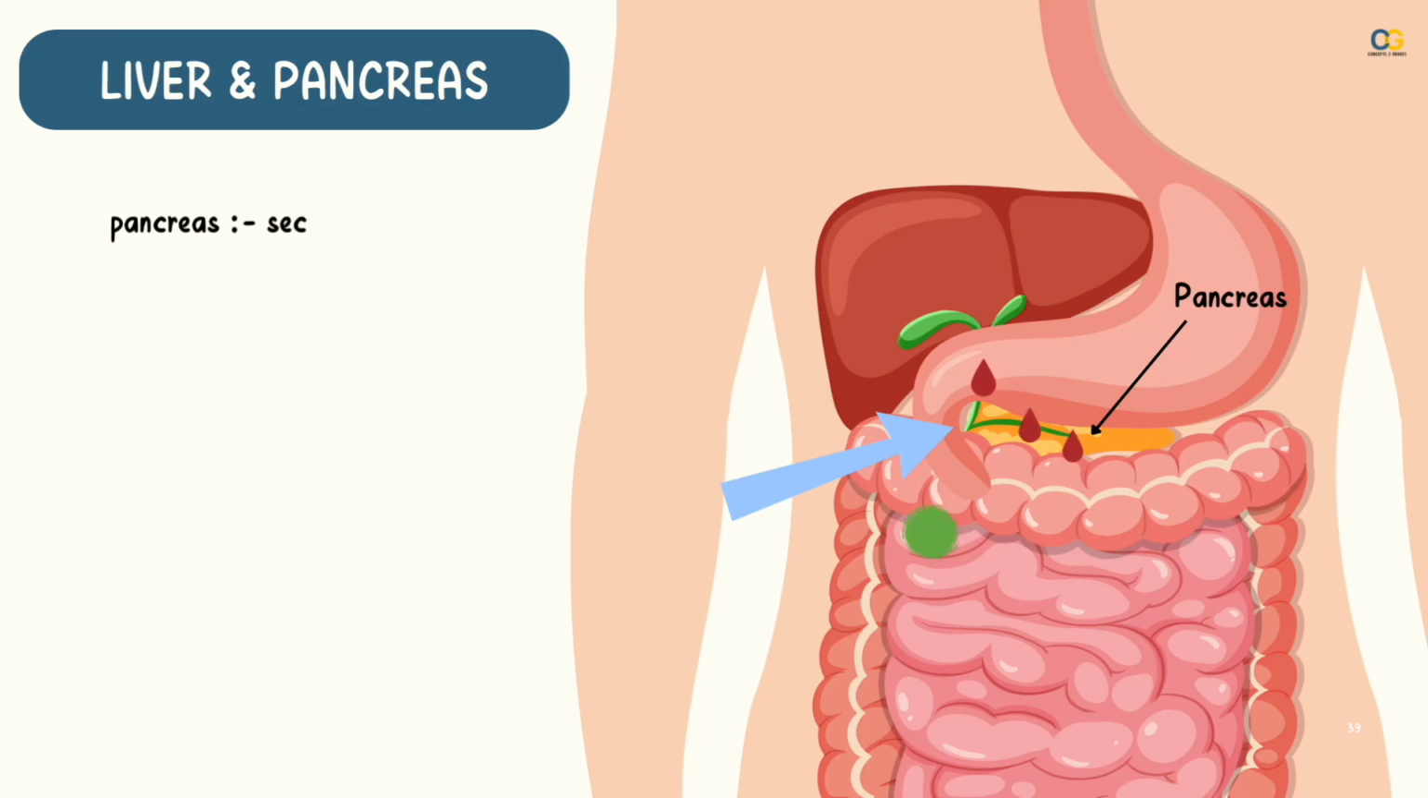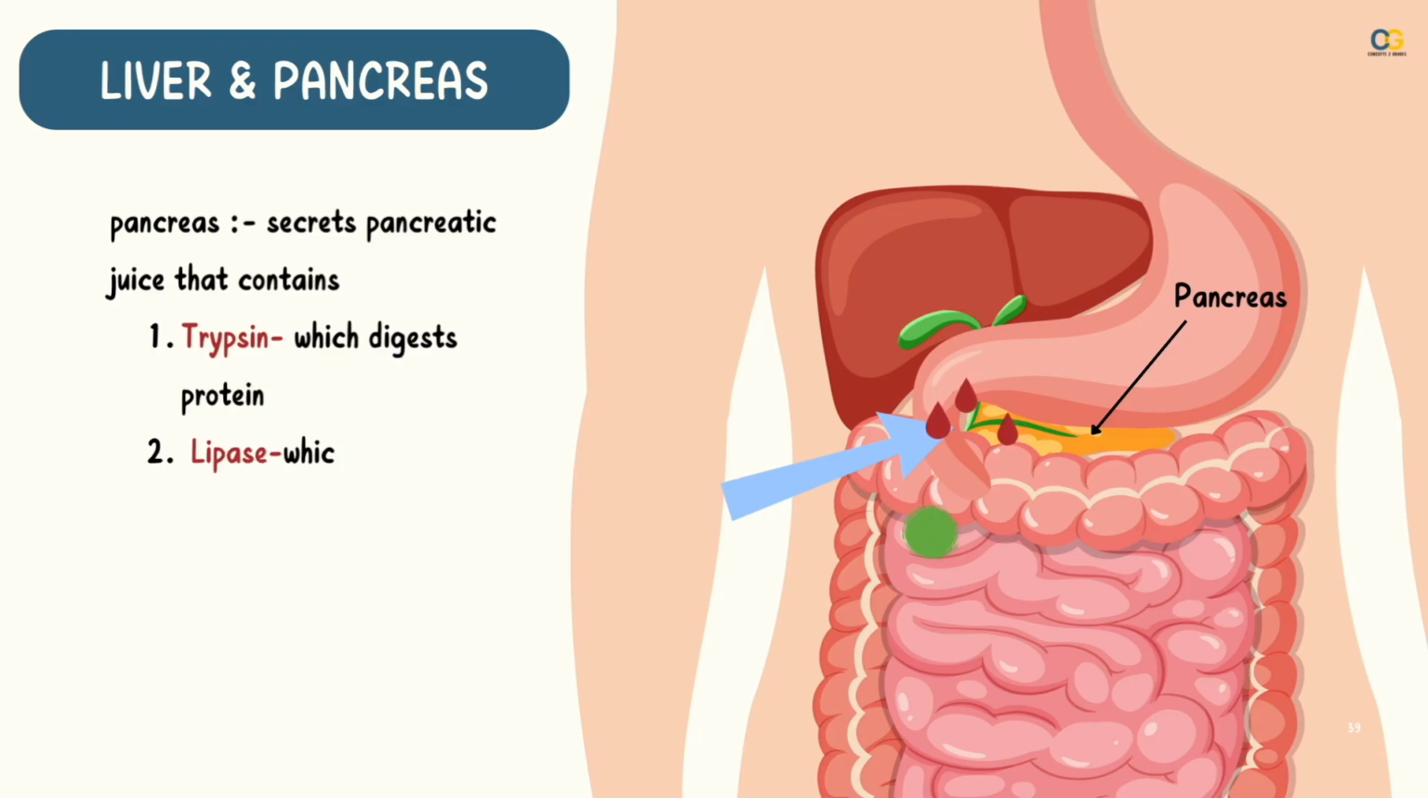Pancreas secretes pancreatic juice that contains trypsin, which digests protein, and lipase, which digests emulsified fats. So, for trypsin to act, we need the medium to be alkaline, which bile helps with. And for lipase to act, we need the fats to be emulsified, which is done by the bile juice.